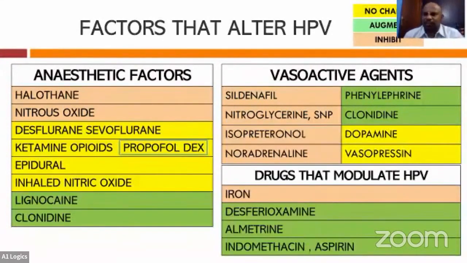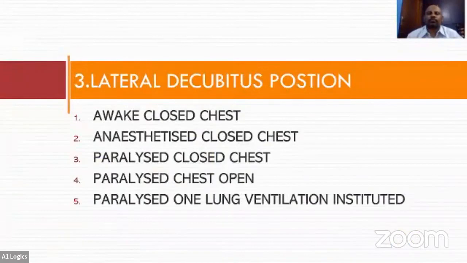In a recent finding, it was found that patients who had iron infusion had a very poor HPV response. So they tried chelating the iron with desferrioxamine, and they found that these patients had a very good HPV response in the intraoperative period when they faced hypoxia. The other drug is almitrine, which was previously used to augment HPV, especially in patients who had ARDS, but now it is not used because the benefit ratio is very small. And indomethacin and aspirin also can augment HPV.